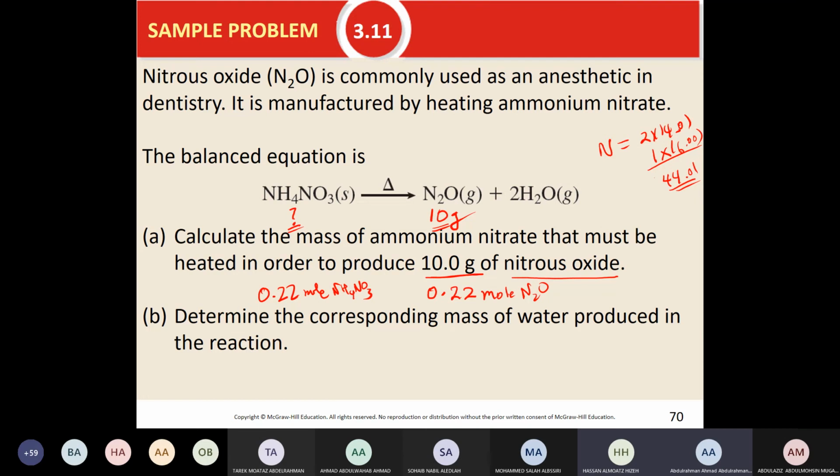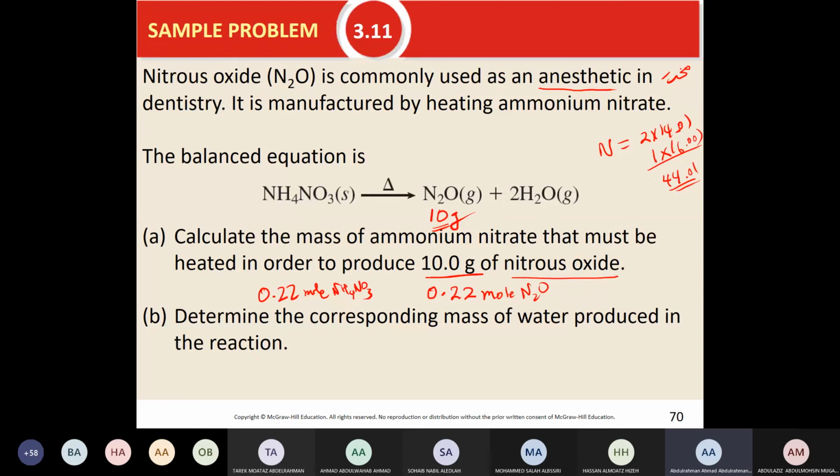By the way, nitrous oxide, is it the common name for N2O? Yes, this is the common name. It should be dinitrogen oxide if you want the official name. But nitrous oxide is very well known as nitrous oxide, and it's used as an anesthetic. You know what's the meaning of anesthetic? Okay. But this is the commercial name.